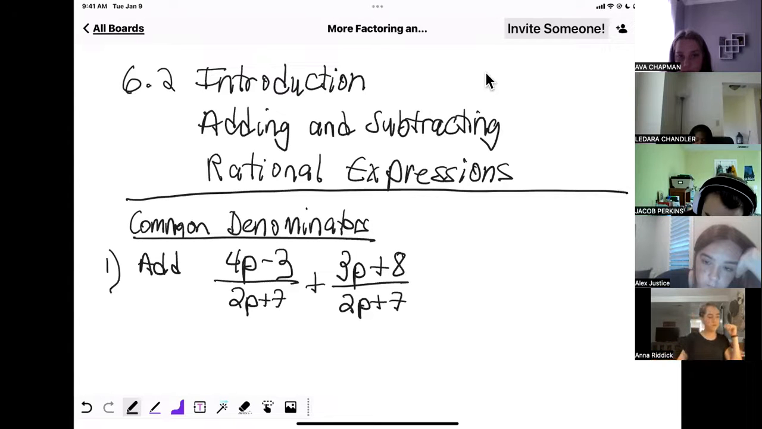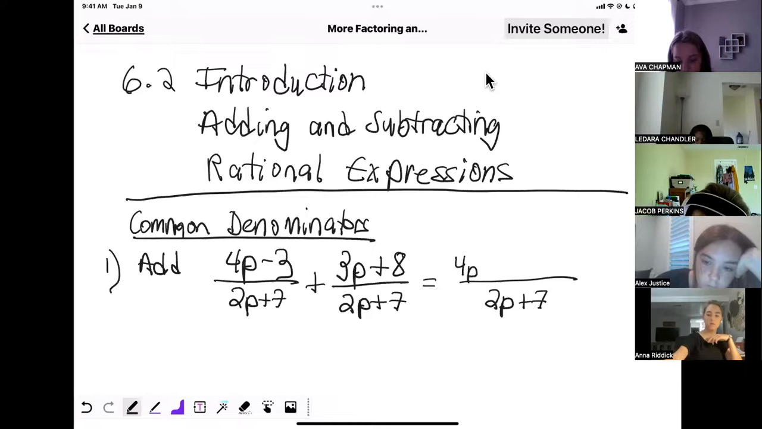How do we add them? Well, when you add fractions, just number fractions, you add the top and you keep the denominator, right? So we are just going to keep the denominator, 7p, 2p plus 7, and we're going to add the top. So we're going to do 4p minus 3 plus 3p plus 8 and combine our like terms.